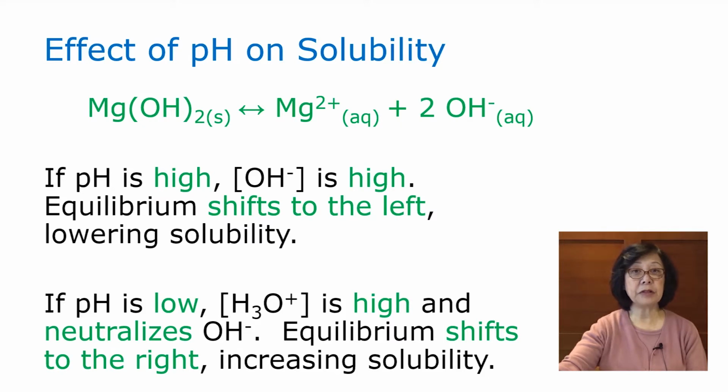If the pH value is low, that means we have a high concentration of hydronium ion that will neutralize the hydroxide ion and take it out of the product side. That means the equilibrium will now shift to the right-hand side to increase the solubility of magnesium hydroxide.